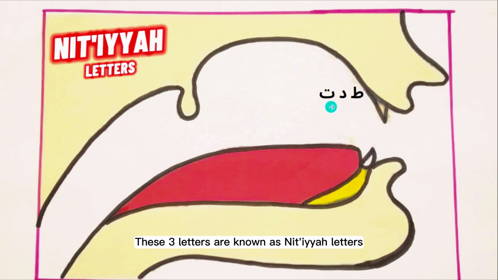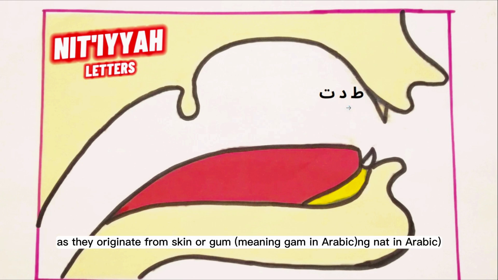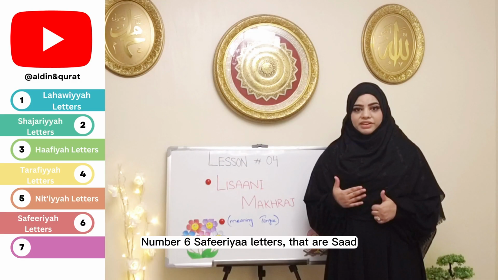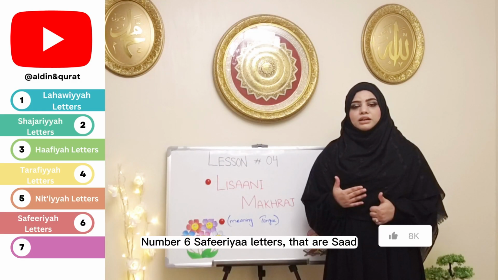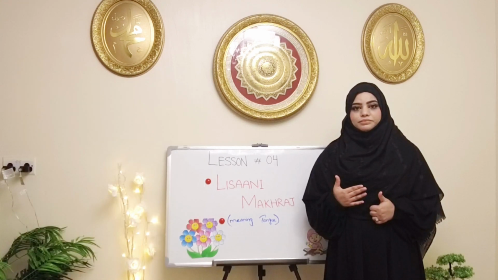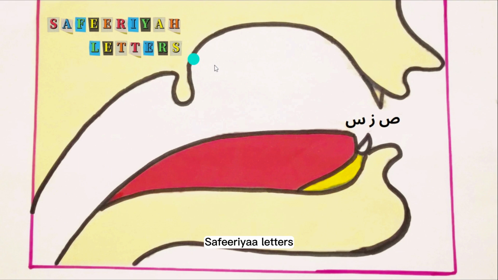These 3 letters are known as Nit'iyyah letters as they originate from the skin or gum which covers the upper back of the front teeth. Number 6, Safeeriyah letters, that are Sod, Za, and Seen.